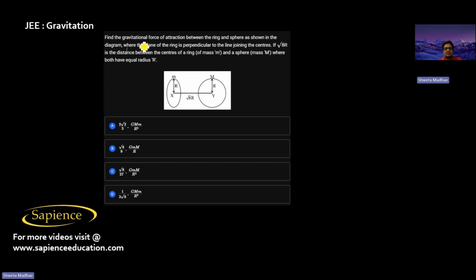And here it is told, find the gravitational force of attraction between the ring and sphere as shown in the diagram, where the plane of the ring is perpendicular to the line joining the centers. If root 8 r is the distance between the centers of the ring and the sphere, where both have equal radius r.